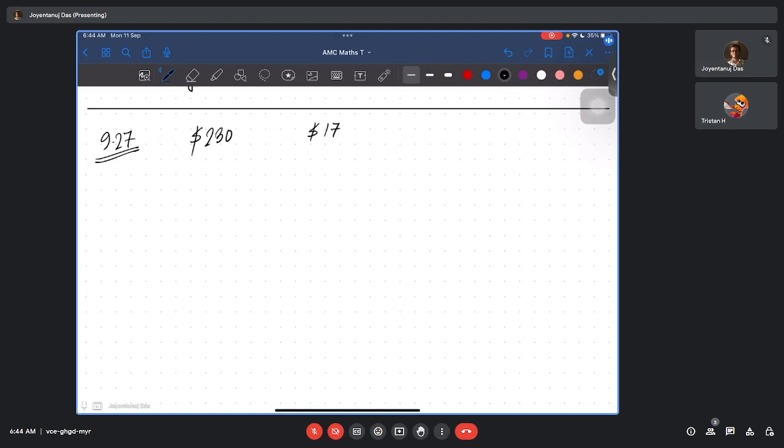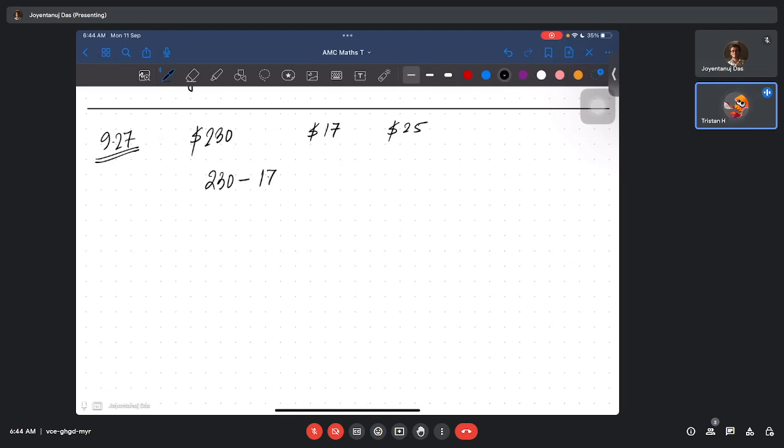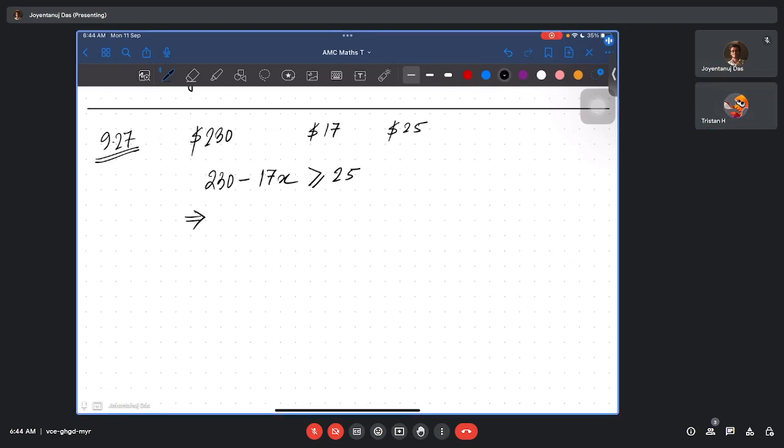Yes, what will be the inequality? The inequality is 230 minus 17x, greater than or equal to 25. Right. So, what is the value?